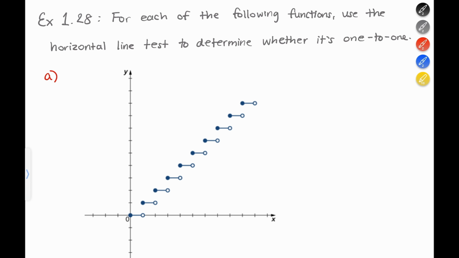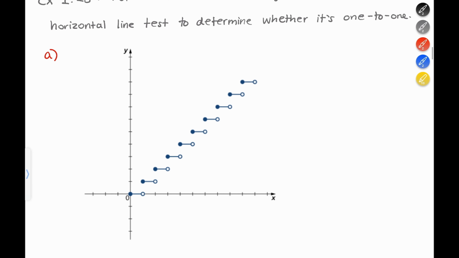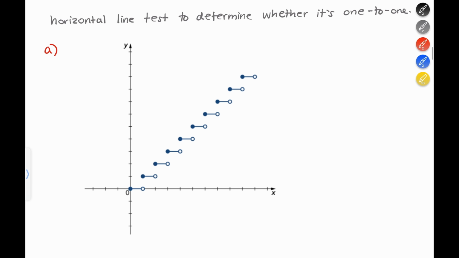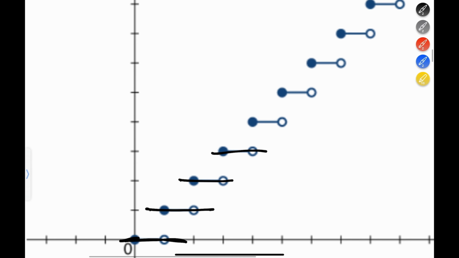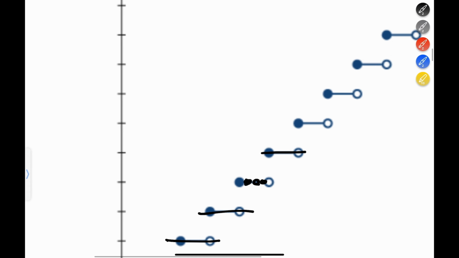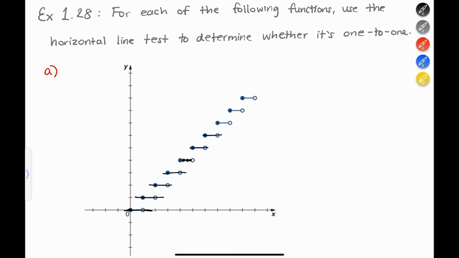It says for each of the following functions, use the horizontal line test to determine whether it's one-to-one. So this first graph over here, graph A, should be clearly obvious that it is not a one-to-one function, because if you were to draw a horizontal line, it would already cross multiple points, because these are all points and it is crossing them every single time. So that is why A is not one-to-one.